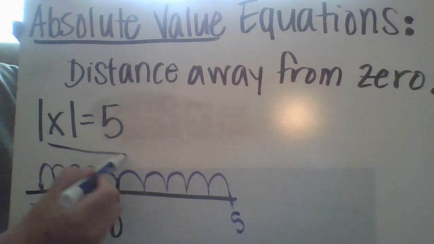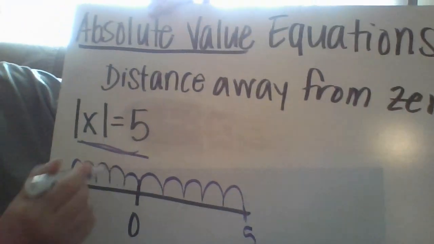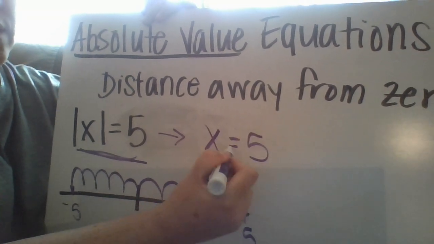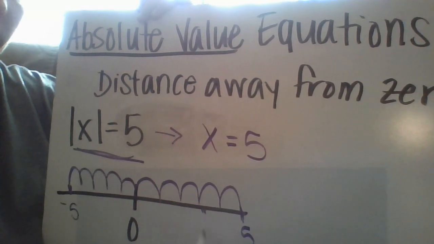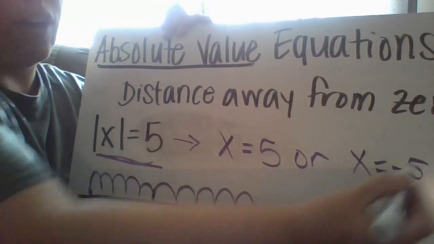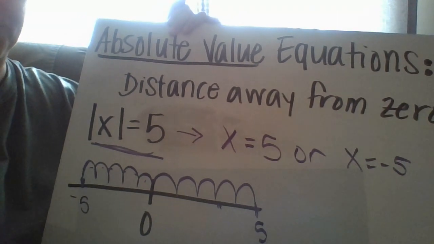So when we see something like this, if you want to graph it to solve it, you're welcome to do that. But the algebraic way to look at something like this is to say, okay, well, x can equal positive 5 because I can travel to the right 5 units. Or x can also equal negative 5 because I could have traveled to the left 5 units instead.